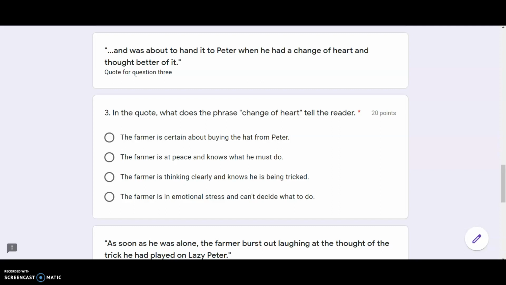So if we're changing our heart, we're changing our emotions, we're changing how we're feeling. Okay, so what does the phrase change of heart tell the reader? A, the farmer is certain about buying the hat from Peter. Certain means like we know we are going to do something. B, the farmer is at peace and knows what he must do. C, the farmer is thinking clearly and knows he is being tricked. Or D, the farmer is in emotional stress and he can't decide what to do.